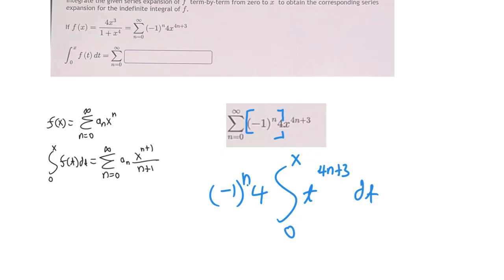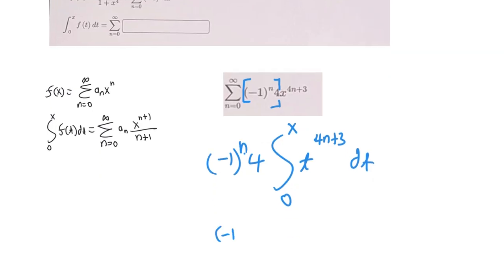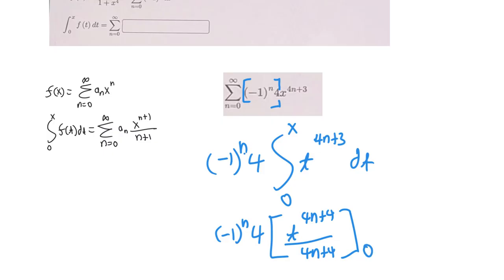Okay, yeah. So that's the way to handle this. And then you would just take the integral of that. So we end up with -1 to the n, 4, and that would be t to the 4n plus an extra 1 on top of that 3. So it would be this. This is the denominator down here. And it's going from 0 to x.